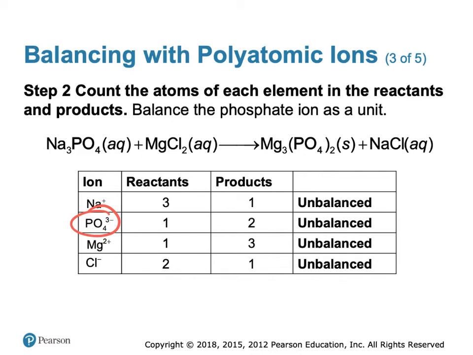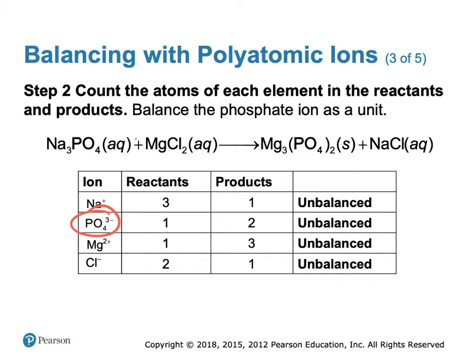So on the left side, on the reactant side, we have 3 sodiums, 1 phosphate, 1 magnesium, and 2 chlorines. On the product side, we have 1 sodium, 2 phosphates, 3 magnesiums, and 1 chlorine. All right, so I see that I have 1 magnesium on the left on my reactant side and 3 magnesiums on the product side.